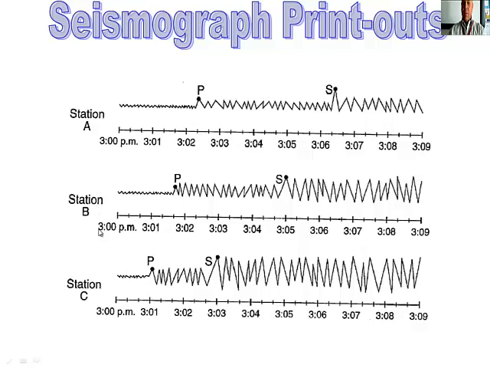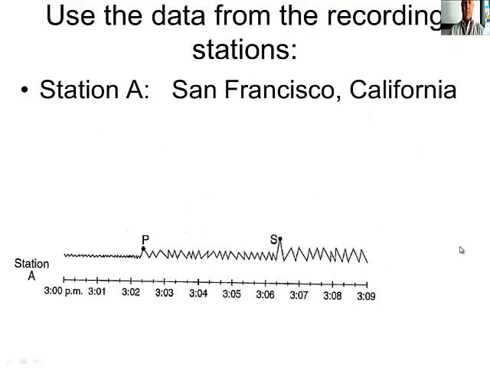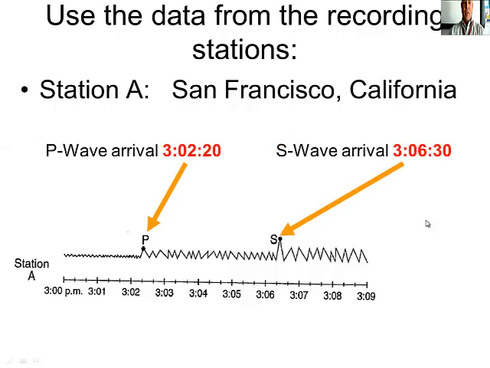So these are three different separate stations, and you can see that the P waves are much stronger here on station C and close together, farther apart here, and then in station A they're the farthest away, and you can see that the waves are not quite as big. So what do you think that may tell us? All right, say station A was San Francisco. It shows that the P wave first arrived at 3:02:20, and then the S wave arrives at 3:06. So you can see there's a lag time between them of roughly 4 minutes.